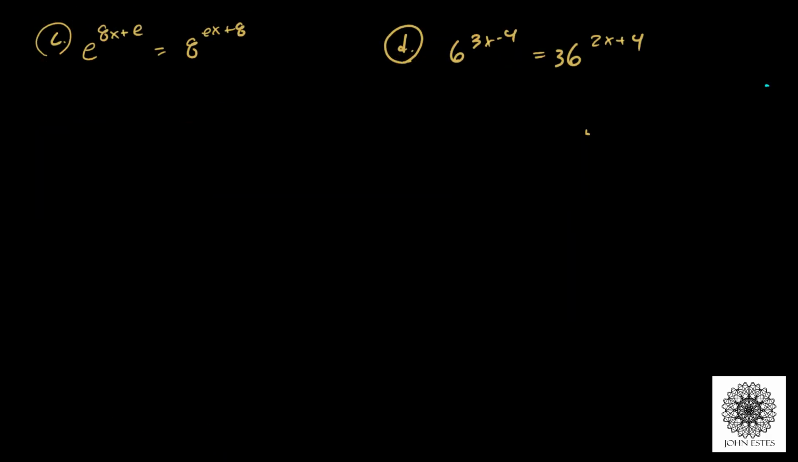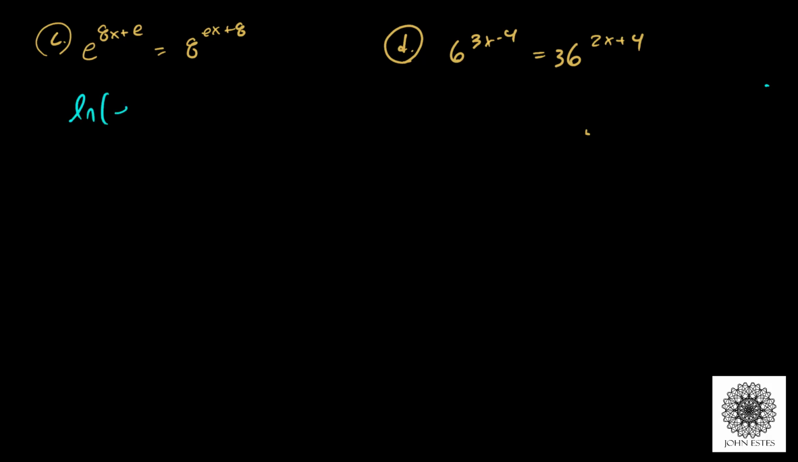Okay, now for part C here, we have e to the 8x plus e power equals 8 to the ex plus 8 power. That's interesting, just the symmetry there. And I see an e, right? So I cannot get a common base, but I do see an e, so I know I'm going to take the ln of both sides, and that's exactly what I want to do.